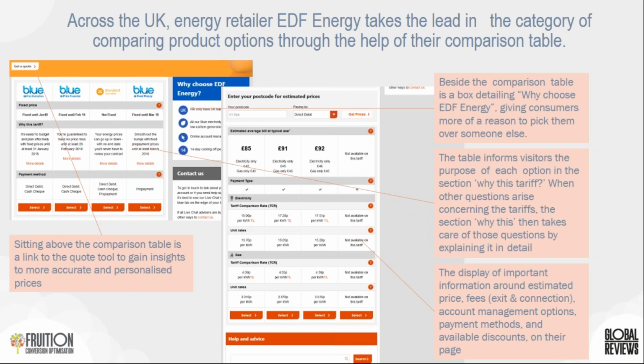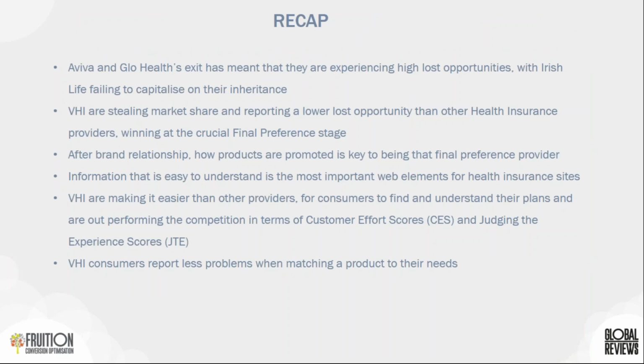And then the table informs visitors of the purpose of each option section, so why this tariff, and then displays important information around the estimated price and fees. Although these wouldn't be the exact fees, they do give people an estimate, and it doesn't need to be exact usage, it's just an average estimate. So all these things are feeding into helping people choose the right product for them and feeling confident about that choice.